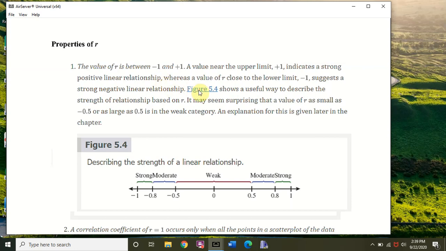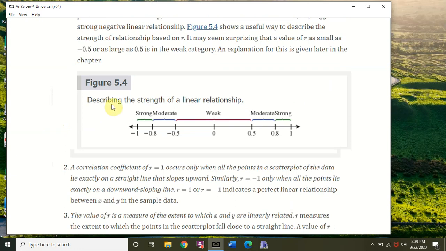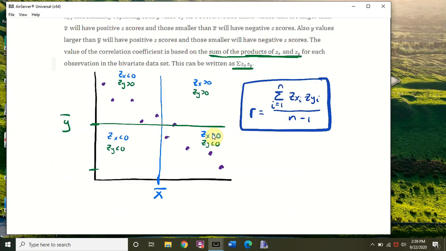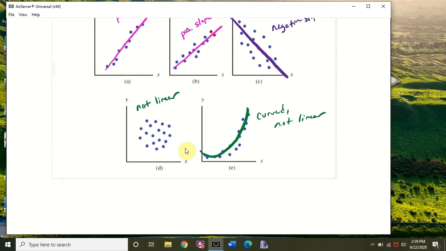Okay, the figure below shows a useful way to describe the strength of a relationship based on the value of r. It may be surprising that a value of r as small as -0.5 or as large as +0.5 is still in the weak category. We will understand why a little bit later when we talk about the coefficient of determination, which is a couple lessons away. But in general, here's how we describe r. If r is 0, there's really no correlation. We basically have dots that are all over the place, something like this perhaps, okay?